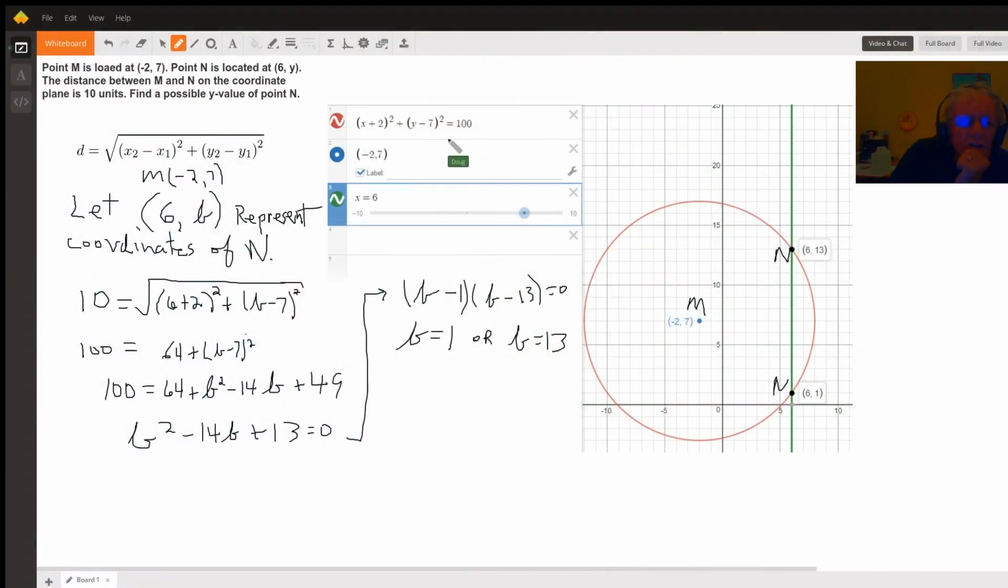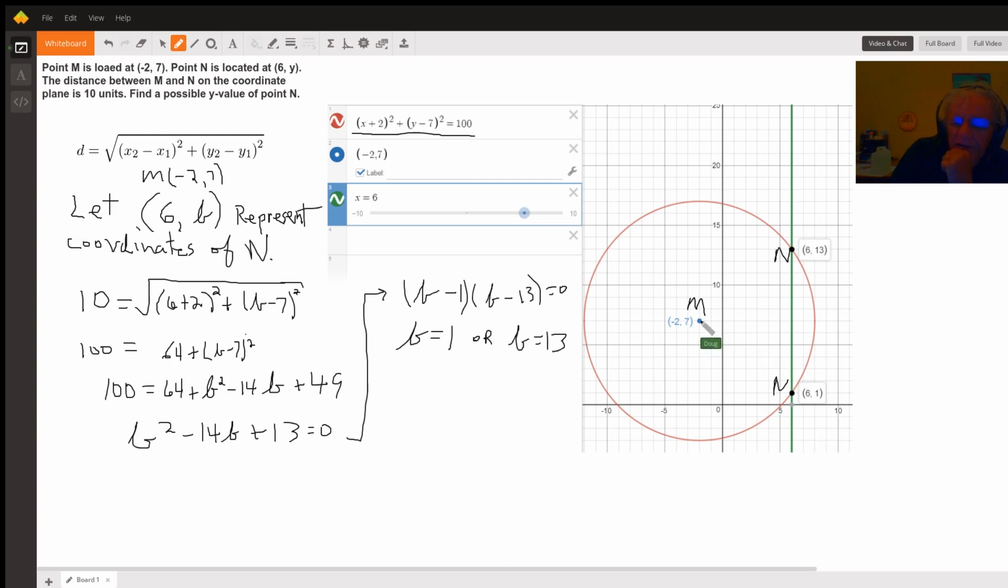Let's just take a quick look at what this problem is asking for. I've created this graph on Desmos where I created the equation for a circle centered at -2, 7 with a radius of 10. That's this equation right here. And I've drawn the line where x equals 6, and we can see that it intersects the circle at two different points, (6, 13) and (6, 1).